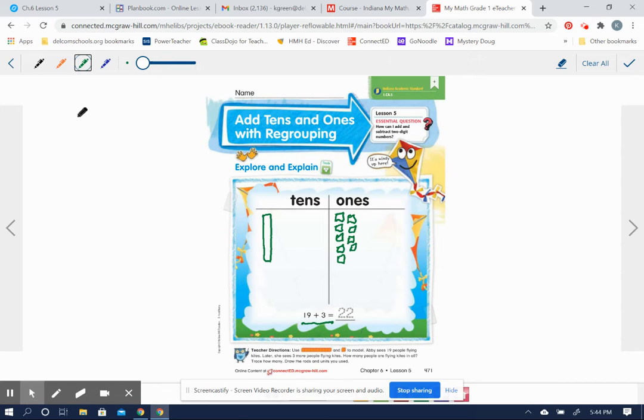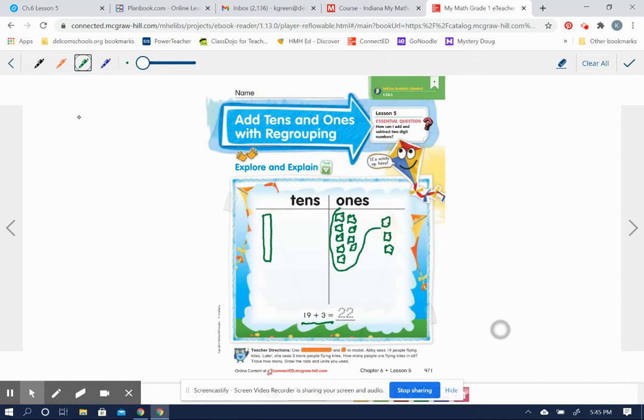Okay, let me double check. There's 10, 11, 12, 13, 14, 15, 16, 17, 18, 19. And then she sees 3 more people that are flying kites. Okay, so now what we need to do is group 10 of these ones, because if we have 9 plus the 3 more, 10, 11, 12, that's too many to go in the ones column. We can only have a 1-digit number.